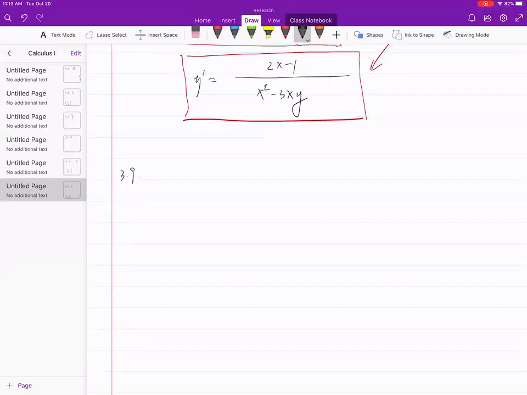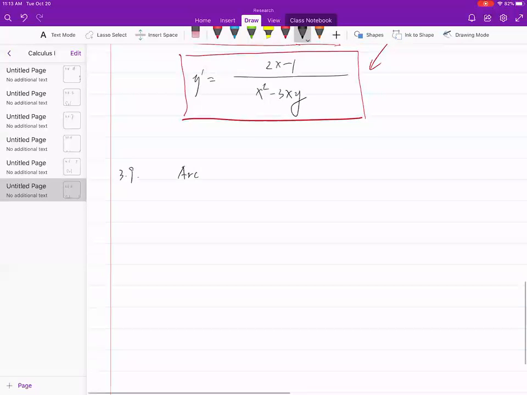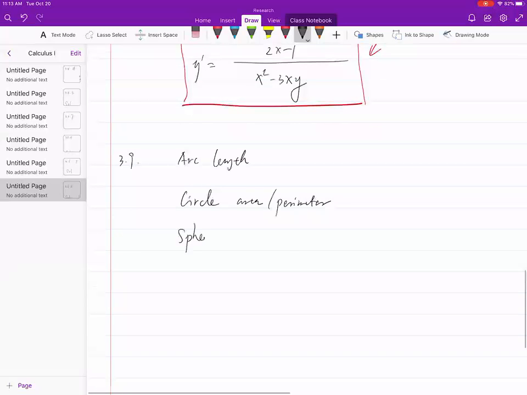You will see a lot of formulas, like the arc-length formula, which are necessary. Circle, both area and perimeter. Sphere, volume, surface area. Triangle, rectangle, whatever you have learned before in junior high and high school. A big question I keep receiving is, should I know this?